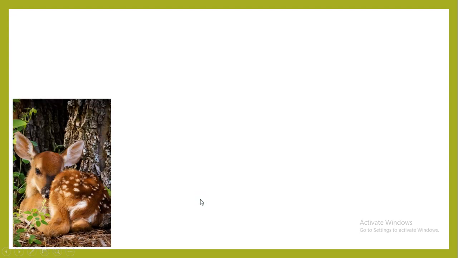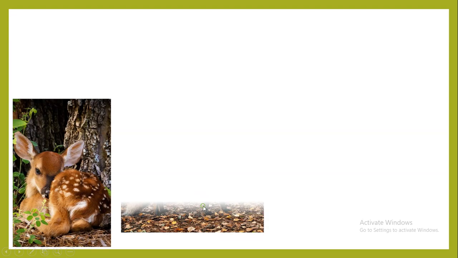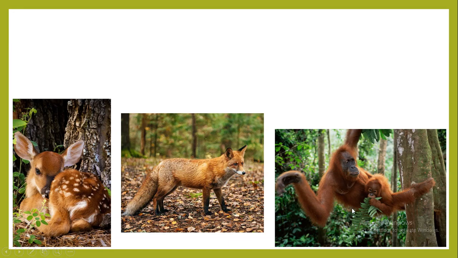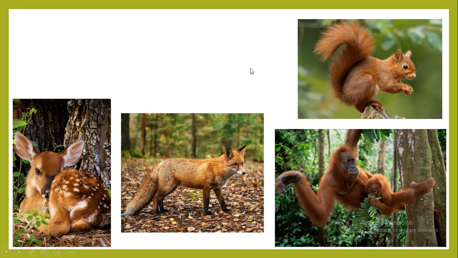Moving on. Now, look at this deer, fox, monkey, and this squirrel. All these are woodland animals, right? Do you notice something about them? Something similar between them all? Something in common between them all? What do you think? Look at their color. They have brown coloring, right?